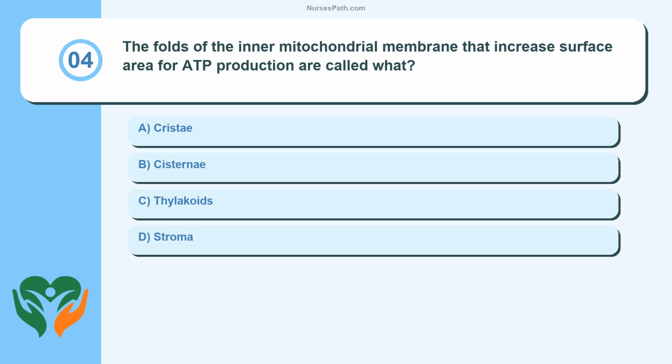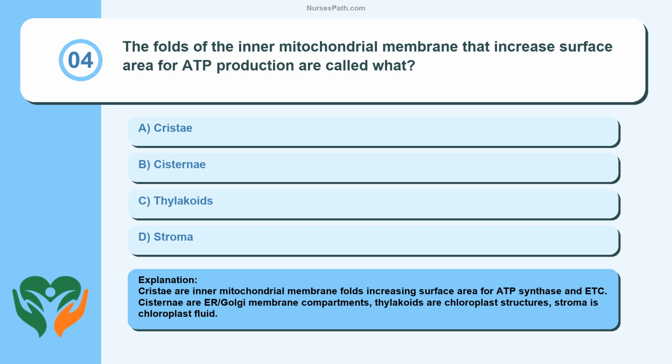Question 4. The folds of the inner mitochondrial membrane that increase surface area for ATP production are called what? Cristae, cisternae, thylakoids, stroma. Cristae are inner mitochondrial membrane folds increasing surface area for ATP synthase and more. Cisternae are ER/Golgi membrane compartments. Thylakoids are chloroplast structures. Stroma is chloroplast fluid.